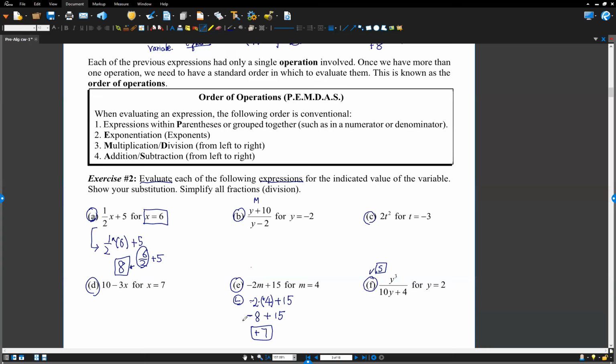Okay, what about B, Mike? I don't know if this is right, but I got 12, because it says y plus y - 2. Yeah, y is -2. Put this number over here: -2 plus 10. Down over here, -2 minus 2. We're going to simplify, okay? What is the numerator? -2 plus 10 is how much?